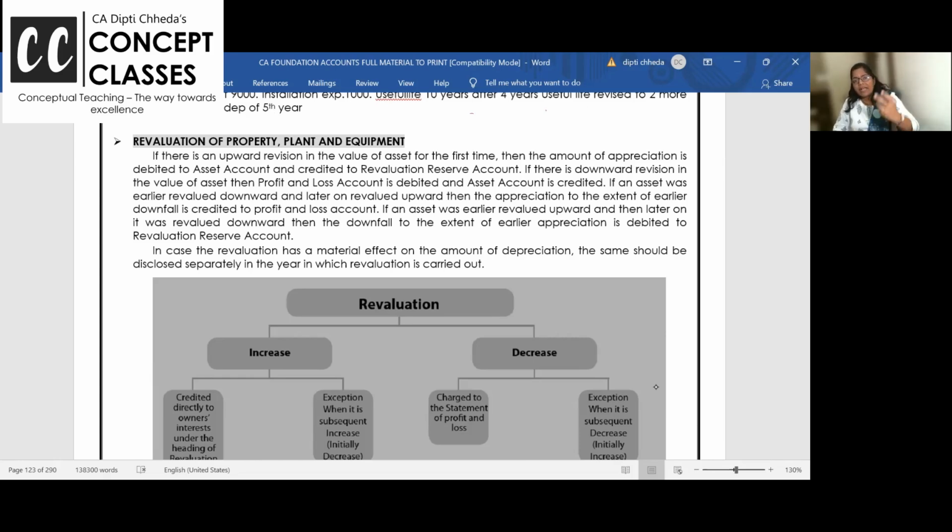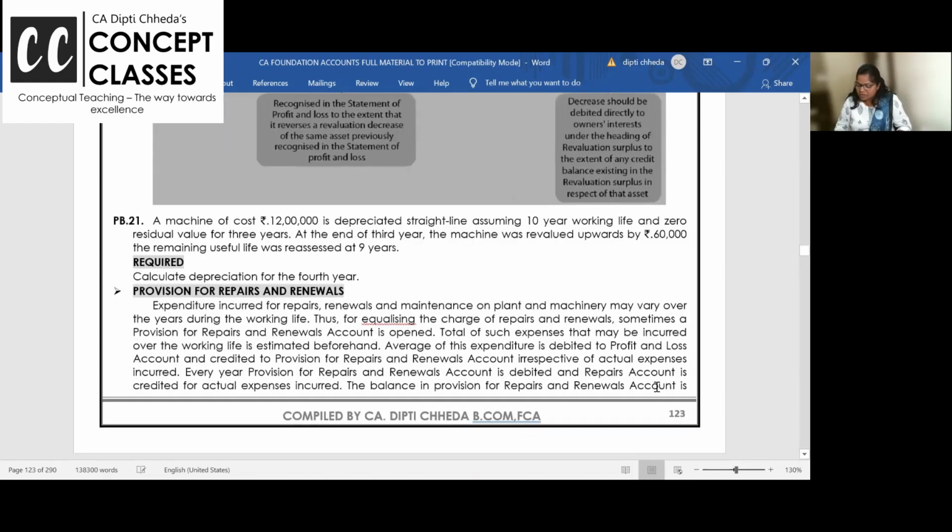So can you revalue the asset upward or downward? Answer is yes. Through revaluation reserve. Now if there is a downward, you have to transfer to P&L. If there is an upward, revaluation. If an asset was earlier revalued downward and later on revalued upward, then to the extent of downfall, adjust in the P&L. Now this language they have given, this flowchart is also there.